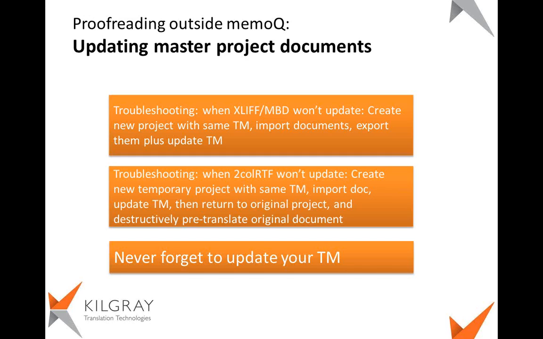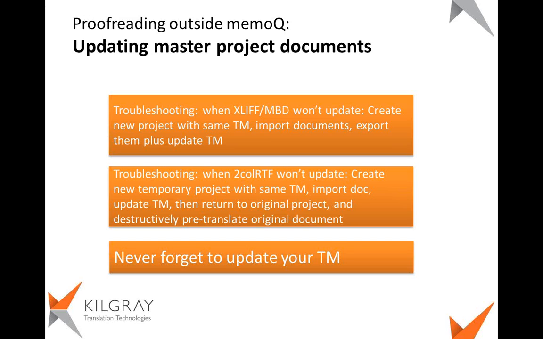And if you work with a two-column RTF, you can also get your translation back into MemoQ, but that would be a bit more tricky because you need to create a temporary project with the same translation memory as your master project. You import the two-column RTF, you update the translation memory, and because the two-column RTF doesn't contain the formatting, the XLIFF and the MBD files do.